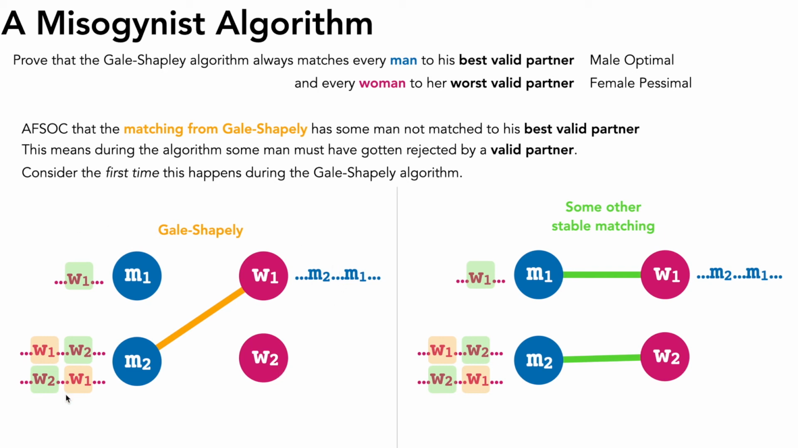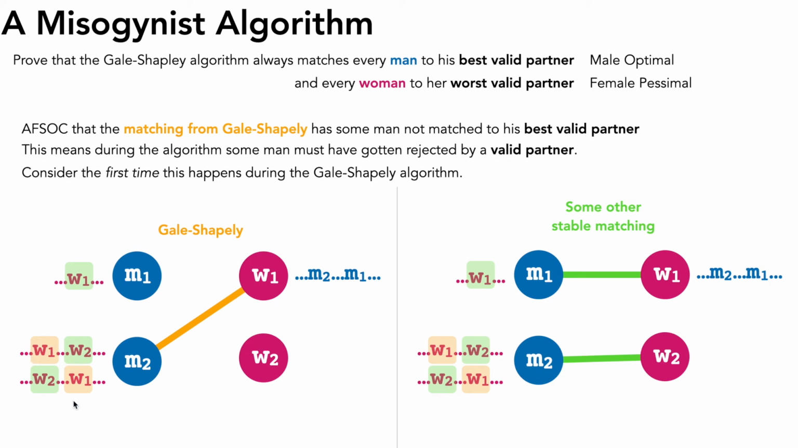Well, we know in this run, we were considering the first time that a man is rejected by a valid partner, and that man was man 1. This means that man 2 could not have been rejected by a valid partner yet. Man 1 is the first one to do so. Since man 2 is already matched to woman 1, she must be higher on his list.